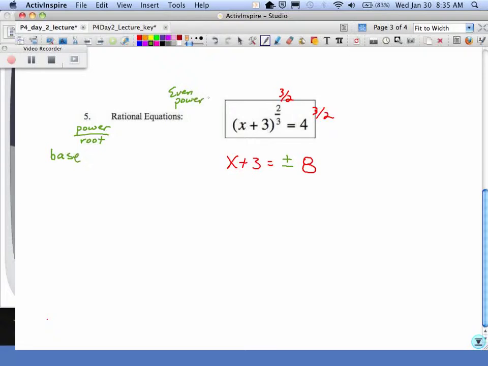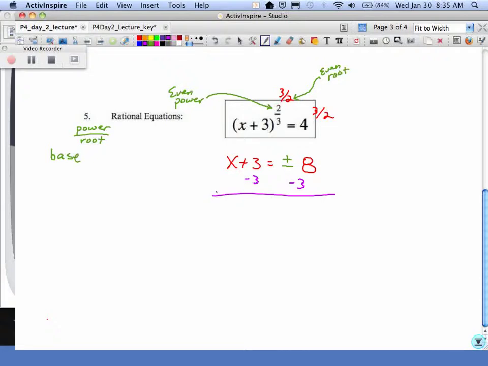The even power was there, right? Because what you're saying is, you take x plus 3 and you either square it or cube root it first. That's what the 2/3 is telling you. And then we applied an even root to take it away. We did that, and so we have to put plus or minus back in. So the last step, subtract 3 on both sides. We do not leave it like that. Go ahead and do the work.